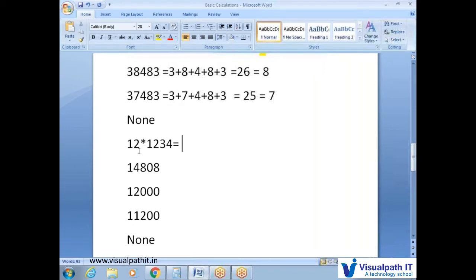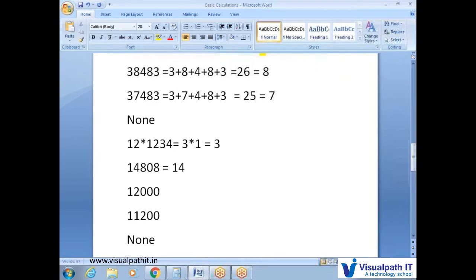So first of all, converting into a single digit. So 12 is a 2-digit number. Converting into a single digit means 1 plus 2, which is 3. Then 3 into, here also a 4-digit number, so again converting into a single digit. 1 plus 2, 3. 3 plus 3, 6. 6 plus 4, 10. 10 is again a double digit number, so 1 plus 0 equals 1. 3 into 1, what is the LHS value? So 3. It should equal the RHS value. What are the RHS values? The given options. What is the first option? The first option is 14808.